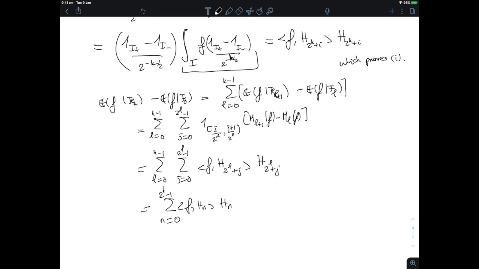We just need to realize, this was not starting at 0, this was starting at 1, and then we need to realize what the expectation of f given F_0 is. Well, what is that? Because F_0 is the trivial sigma algebra, it's really just the integral of f. But what is the integral of f? It is the inner product of f with h_0 times h_0, because h_0 is the constant function equal to 1. And that concludes the proof.